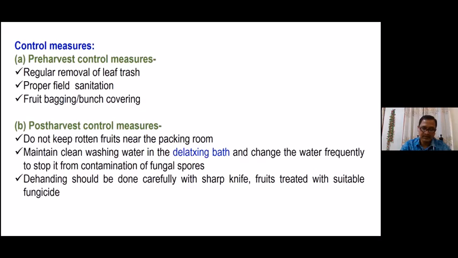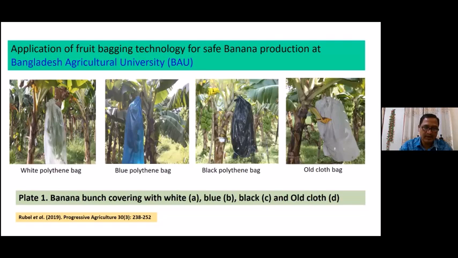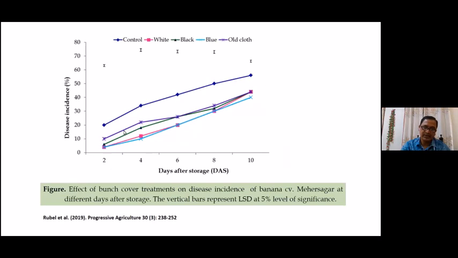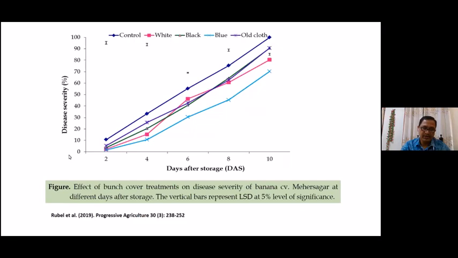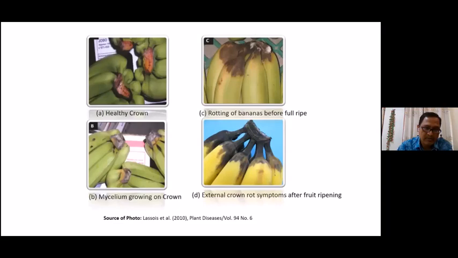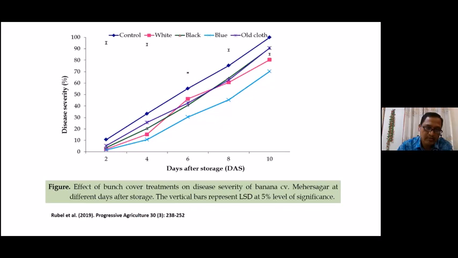Here we are applying some bagging technology in our orchard at BAU. We got some good results from this study, and we have been using white, blue, black, and other colored polythene bags. And here is some data showing that if we keep the fruit uncovered, then disease incidence is quite higher in open fruit, and bagged fruit is lower. The disease severity also shows a similar tendency. So crown rot can be controlled, and other organisms can be controlled, by fruit bagging or bunch covering.